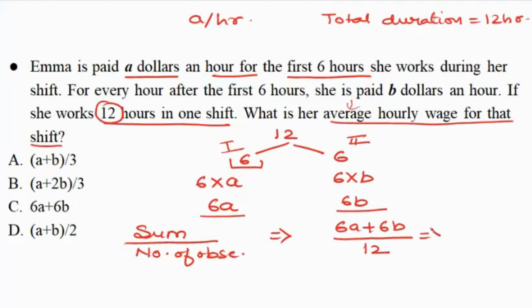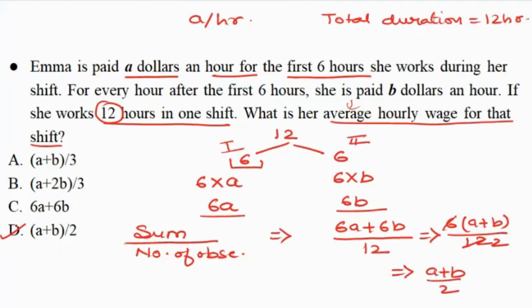So when we solve it, we can take 6 common from here. A plus B will be remaining and we can write 12 over here. Now we can cancel them. After cancelling, we will get (A plus B) by 2. Got it? So our answer has to be option D, which is (A plus B) by 2. Understood?